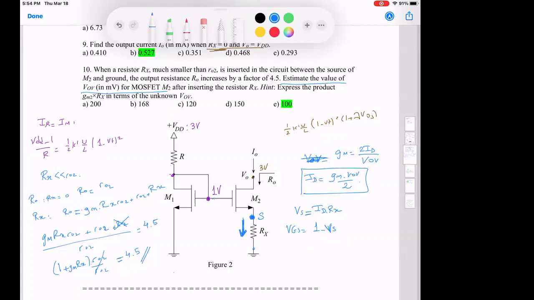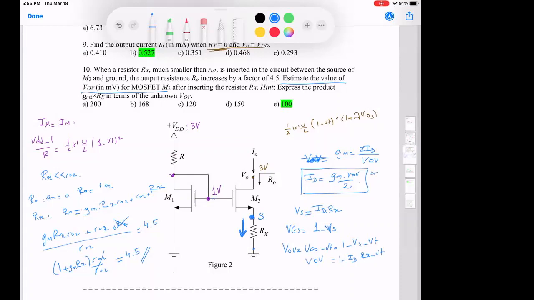VOV is VGS minus VT, which is 1 minus VS minus VT, which is 1 minus ID times RX minus VT, equal to VOV. But I also have ID as a function of VOV, right?